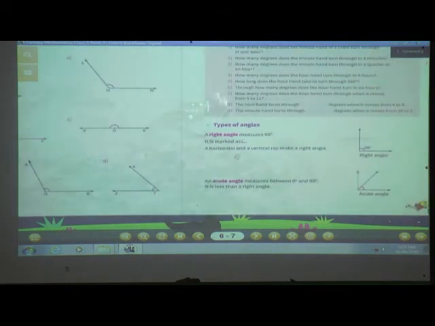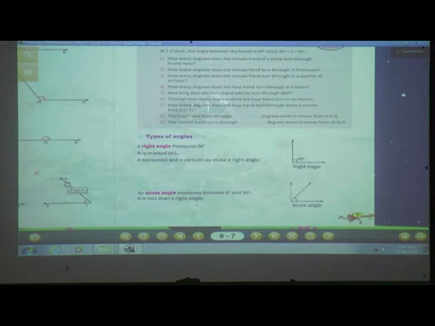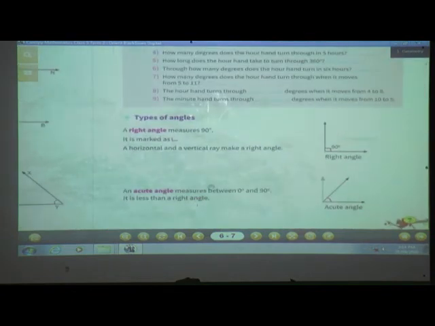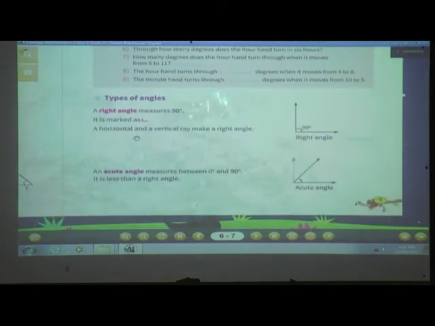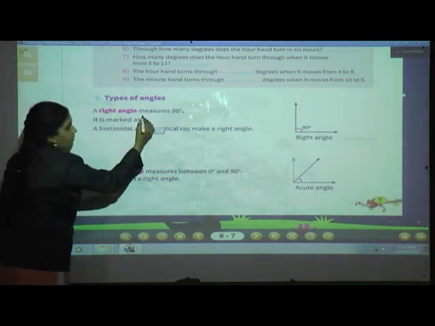See students, page number 7, types of angles. Here, a right angle measures 90 degree. It is marked as this sign. This sign is the 90 degree sign. That means it is a right angle. See, this sign is for a right angle.